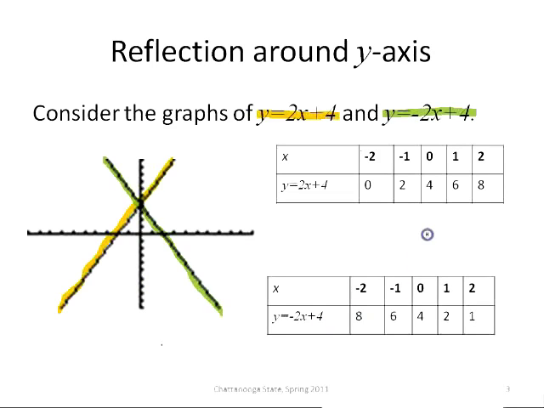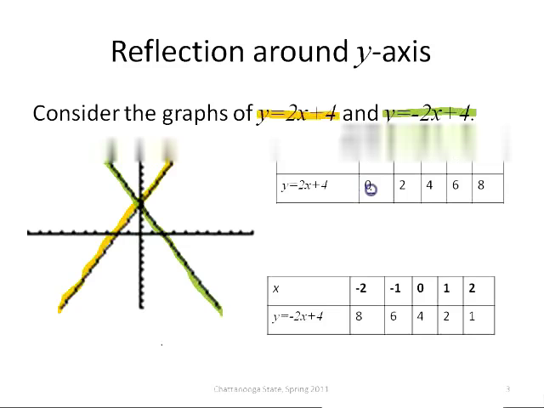Let's look at the table of values for each of these. Here, notice that I've used x values of negative 2, negative 1, 0, 1, and 2. My y values are 0, 2, 4, 6, and 8. That's my original function. That's my yellow function. If I want the reflection around the y-axis, what that's going to do is basically reverse the sign of the x-coordinates.